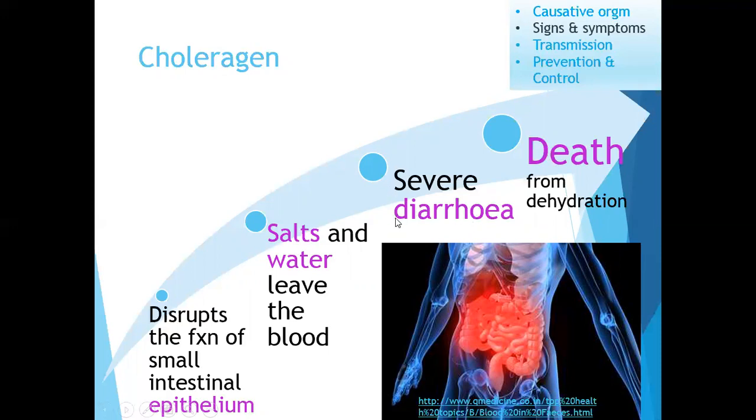Please pay attention to the spelling of diarrhea. Diarrhoea, double R and one O. This is the UK spelling. If you write it without the O, it's the US spelling. Then eventually it may cause death if there is excessive dehydration in this person.